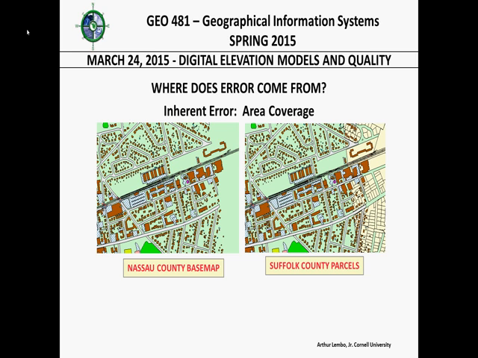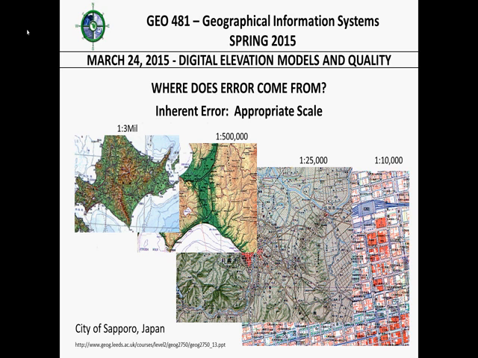Appropriate scale. I probably should have put this slide right after the generalization slide, but it's very related to the generalization problem. So here are 4 views of Sapporo in Japan at very different scales. And I gave you the same effect by zooming in and out.